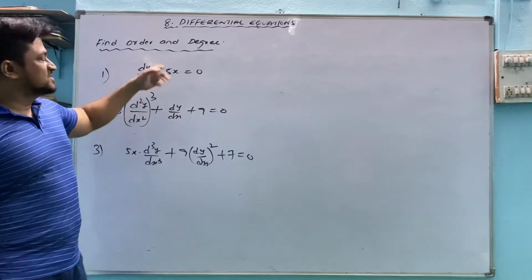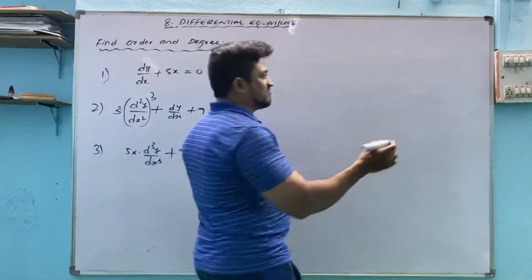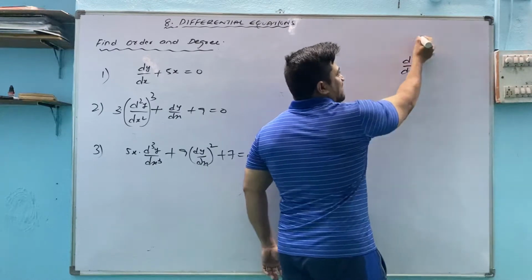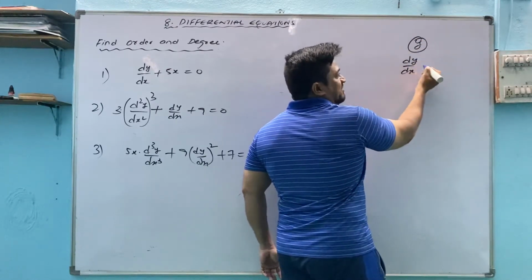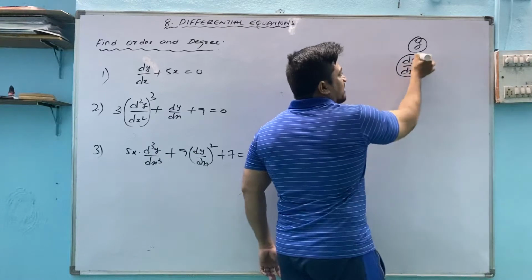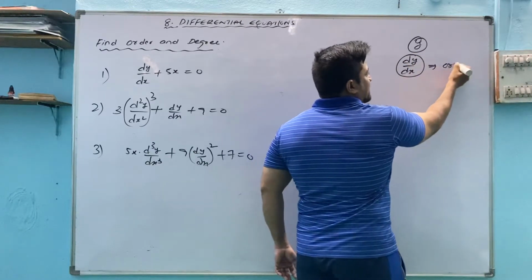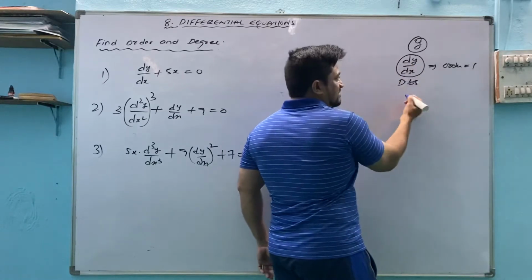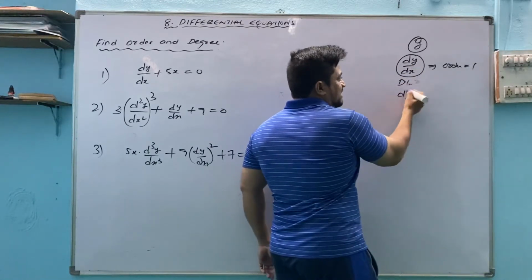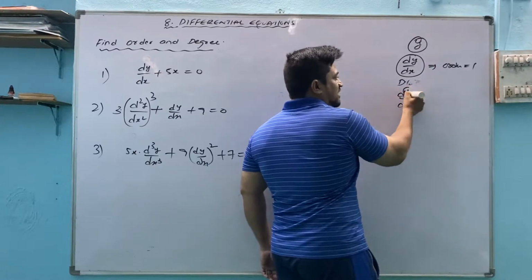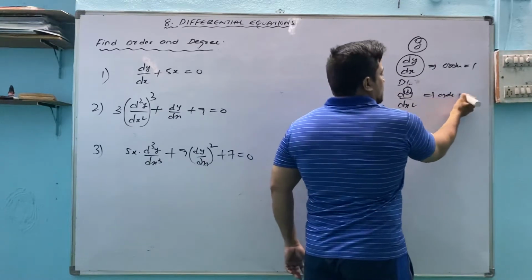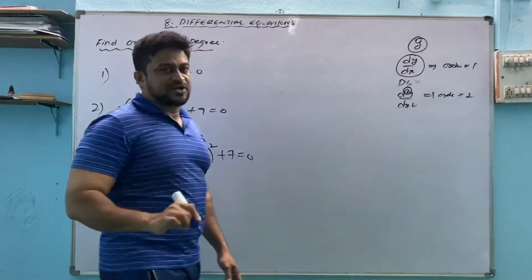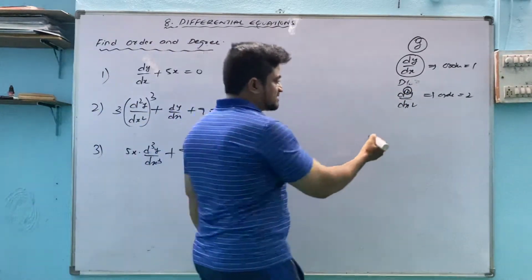Now check. To see what the order is, order means suppose any function y is there, if I differentiate one time, that is dy by dx. So this one time we are differentiating, that's why the order is 1. If I differentiate again both sides, what do I get? D square y by dx square. So the order is 2. Or you can think that whatever d power is there, that is known to be the order. Then degree.